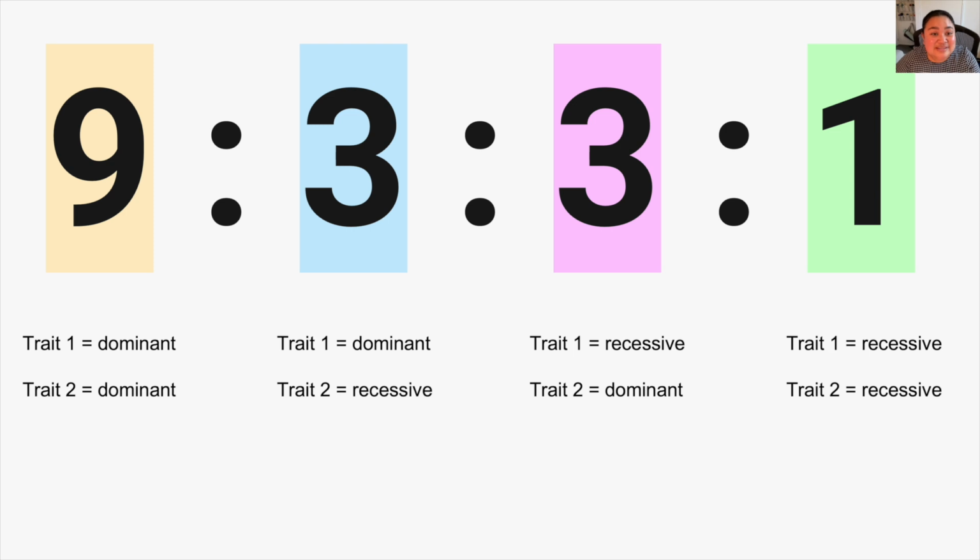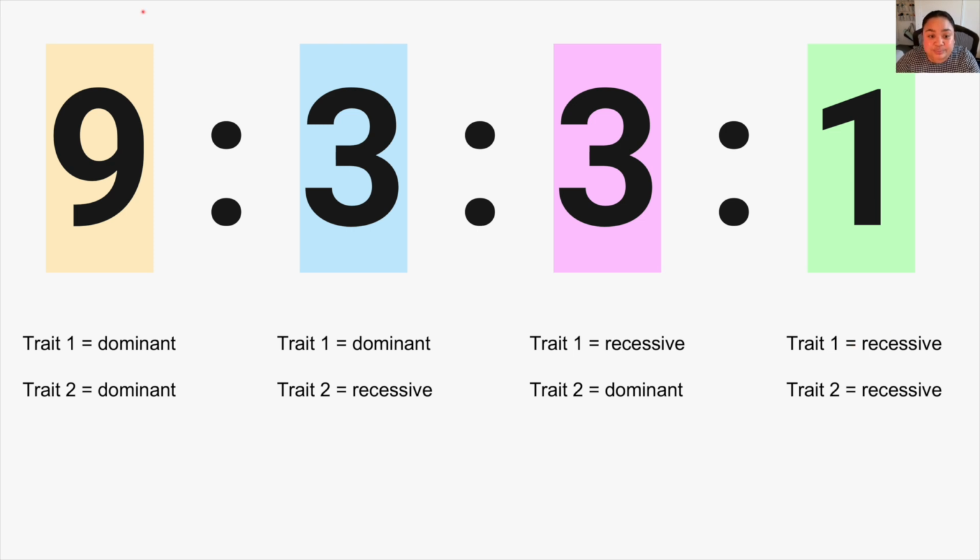This 9:3:3:1 ratio means that 9 out of the 16 offspring will display the dominant allele for both trait 1 and trait 2. 3 of the 16 offspring will display the dominant allele for trait 1 and the recessive allele for trait 2. 3 out of the 16 offspring will display the recessive allele for trait 1 and the dominant allele for trait 2. And finally, that 1 out of the 16 offspring will display the recessive allele for both traits 1 and 2.